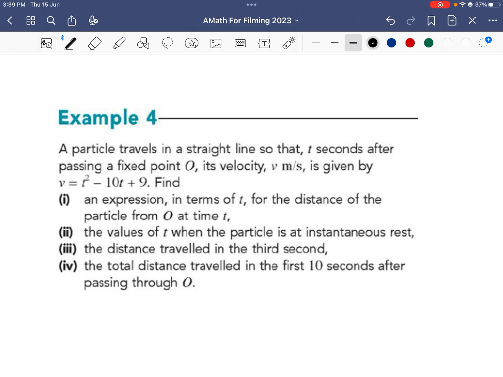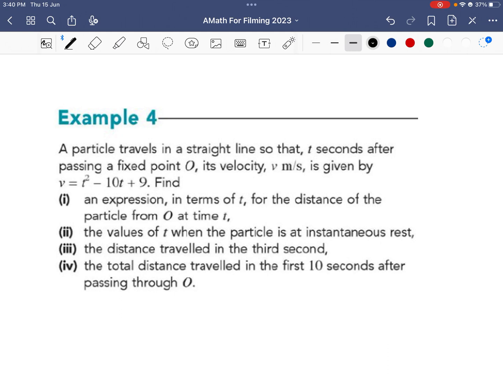Okay, this is a very long example, but it encompasses so much of what I call concepts. If you can understand this example completely, I think you will have a good grasp and understanding of what kinematics using calculus is about. So let's just delve into example 4.